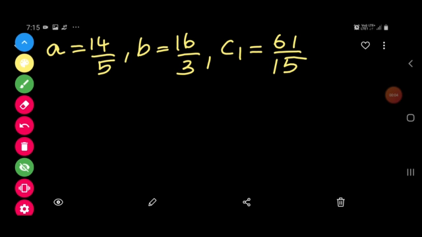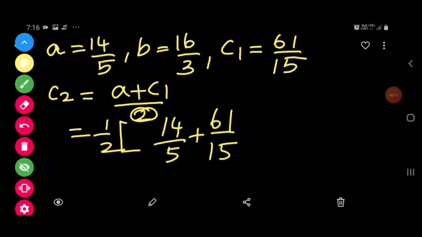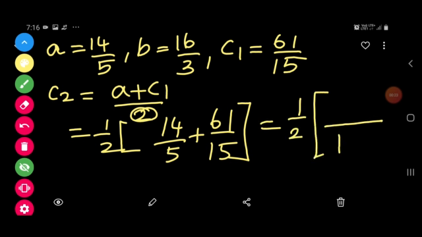Next, we are going to find C2 between A and C1. So, C2 will be (A plus C1) divided by 2. So, we will take 1/2 as common. This 1/2 we will take out. Then A will be 14/5 plus C1 will be 61/15. Here the LCM of both is 15. So, 1/2, and 15 will be the LCM.